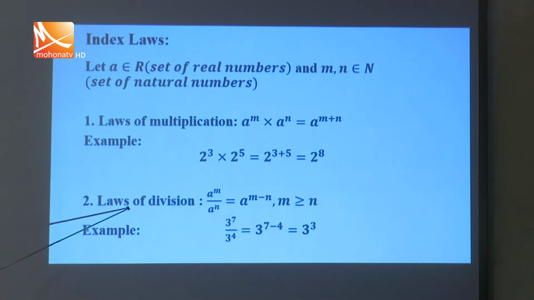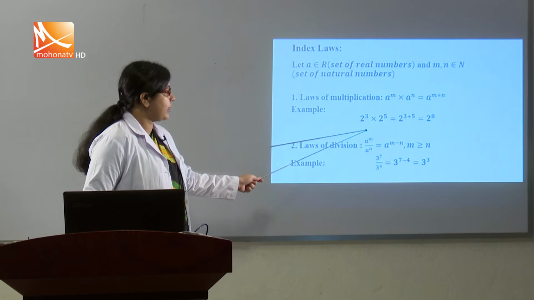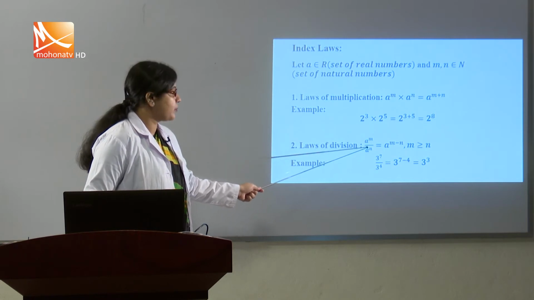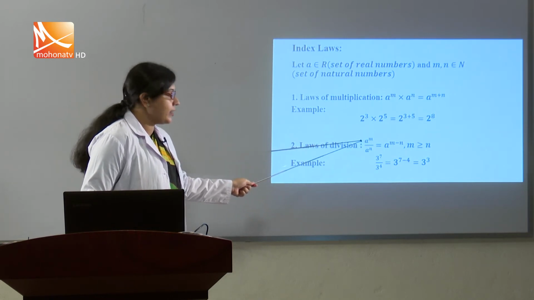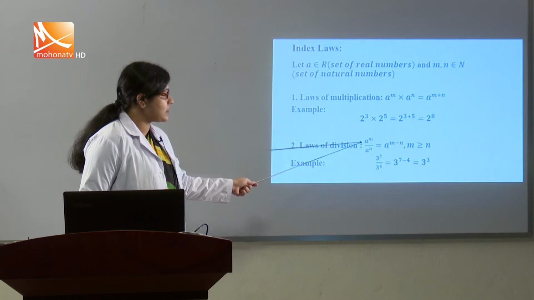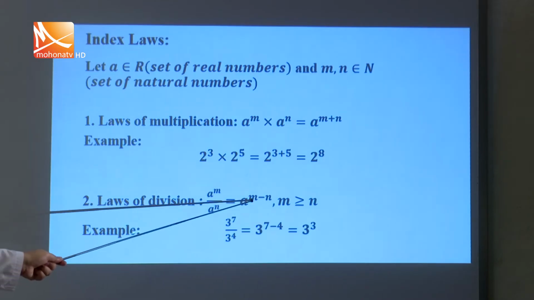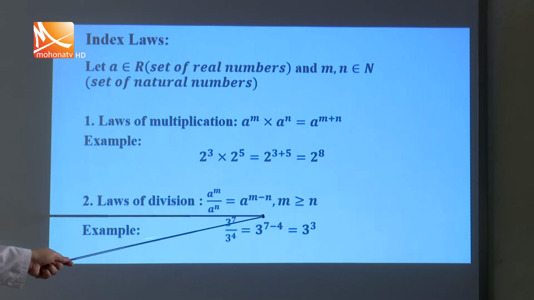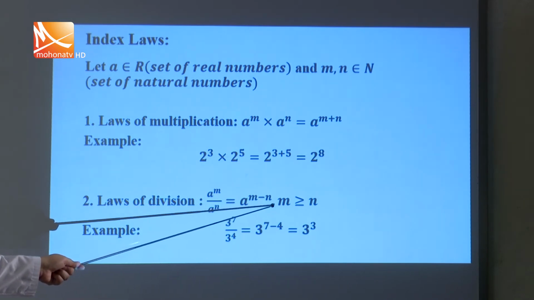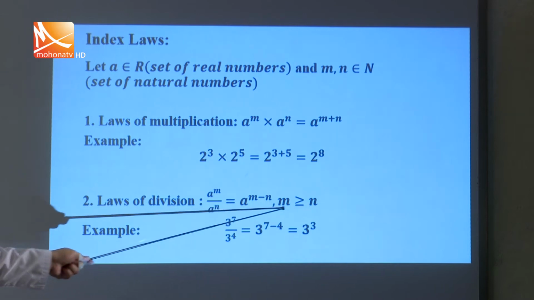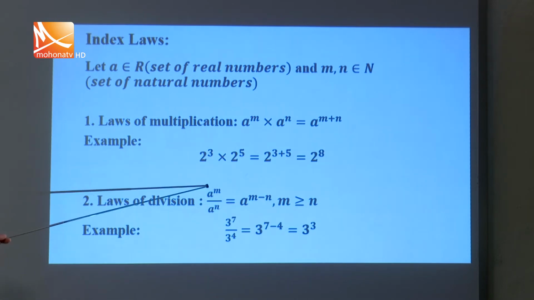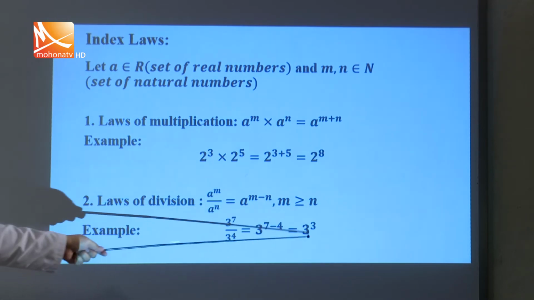Next law is our laws of division. We have a to the power m divided by a to the power n. And since here in our numerator and denominator we have the same bases, so we have to subtract their power, that is a to the power m minus n. And see, I have written a condition here, that is m is greater or equal to n, because if m is greater or equal to n, we will get the answer in a positive way.